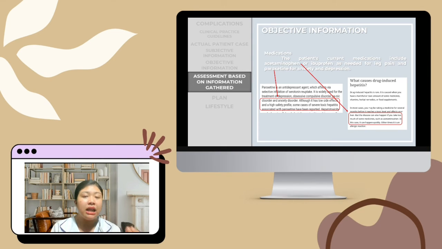So parang ina-advise talaga na wag i-take yung acetaminophen in higher dose or yung tipong aabot na sa pagkakaroon ng toxicity ng acetaminophen. Next naman is for paroxetine. So si paroxetine, as indicated in the slide, it is an antidepressant agent na ginagamit for depression and anxiety disorder. So bale, although it has a low side effect and a high safety profile, some cases of severe toxic hepatitis associated with paroxetine have been reported.